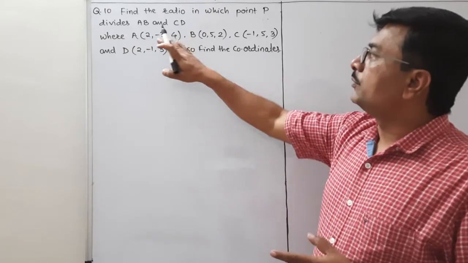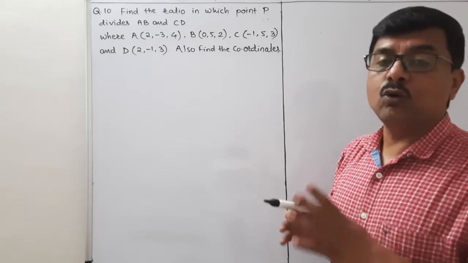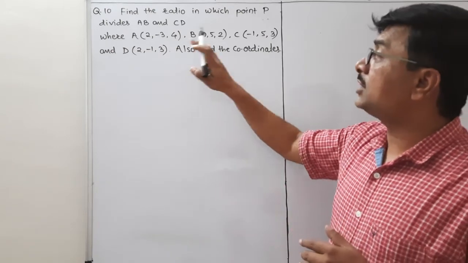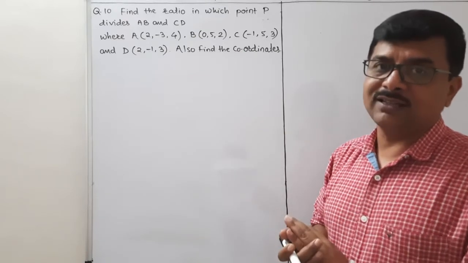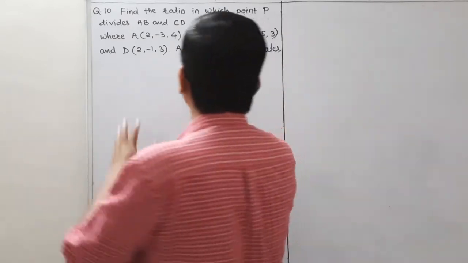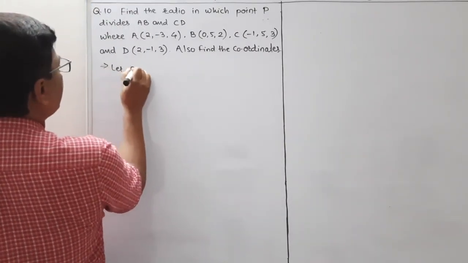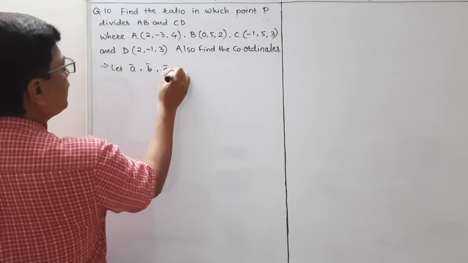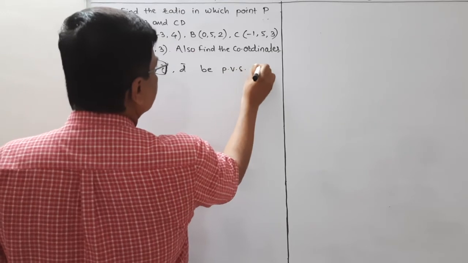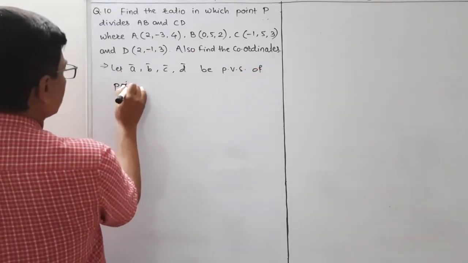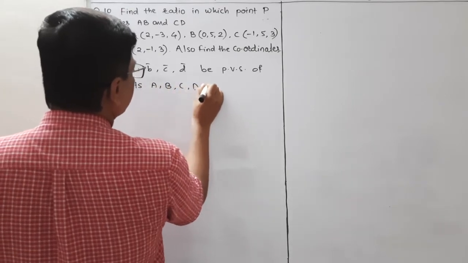Means these 4 points must be coplanar, और 4 पॉइंट कोप्लेनर होने के लिए हमें इन 4 पॉइंट से जो 3 वेक्टर्स बनते हैं वो 3 वेक्टर्स को कोप्लेनर दिखाना जरूरी होता है. तो पहले हम इनके पोजीशन वेक्टर्स फाइंड आउट कर लेते हैं. विल कंसीडर लेट a वेक्टर, b वेक्टर, c वेक्टर, d वेक्टर बी पोजीशन वेक्टर्स ऑफ पॉइंट्स A, B, C, D respectively.